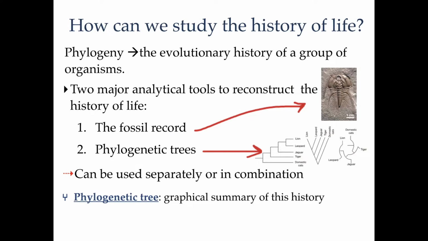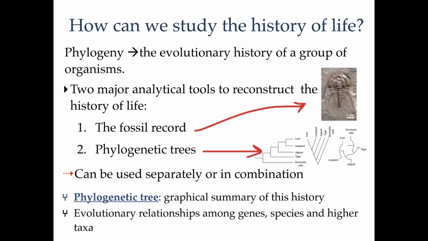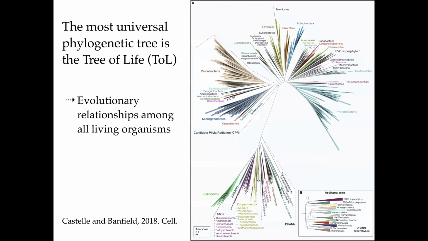So what exactly is a phylogenetic tree? It is a graphical summary of this history, a graphical summary of the evolutionary relationships among all these individuals that we are studying. This phylogenetic tree can be constructed based on the relationships among genes, species, and higher taxa. So, for example, instead of having species here, we could have families, orders, and so on. So taxonomy can also be part of these phylogenetic trees.